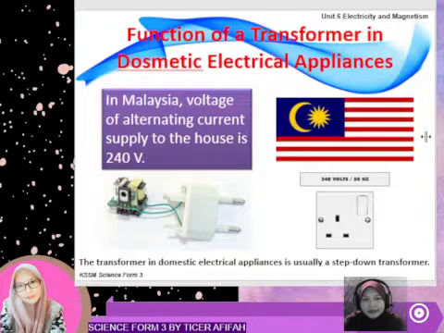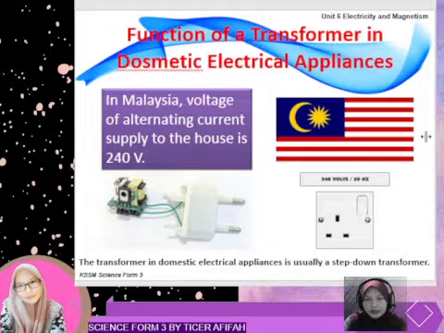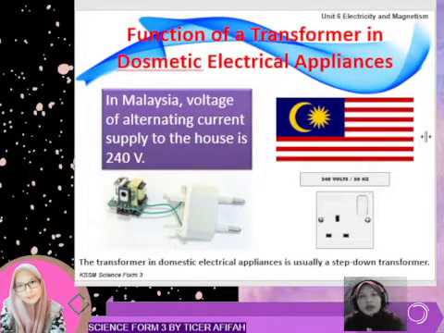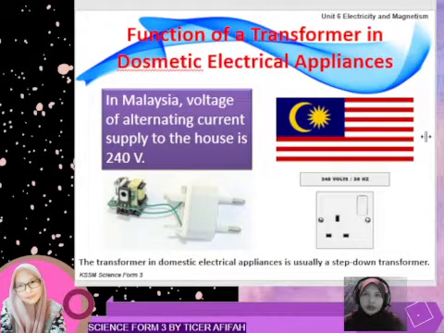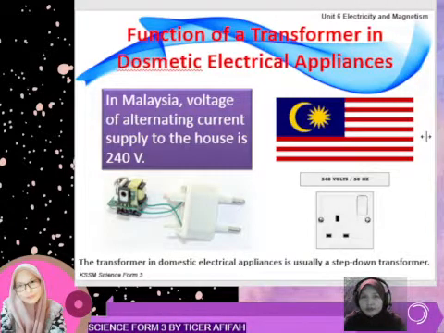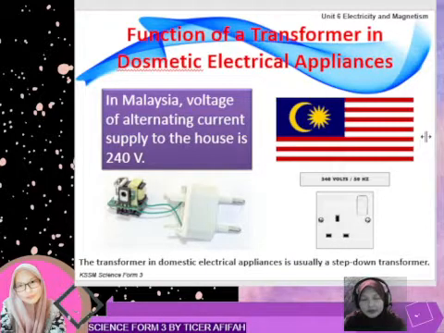Okay, then we have the use of transformer. We use it in domestic electrical appliances. The transformer used is usually a step down transformer, because we want to decrease the voltage that we receive from the substation, that is 240 volt. So we use a transformer in a certain electrical device according to their needs.